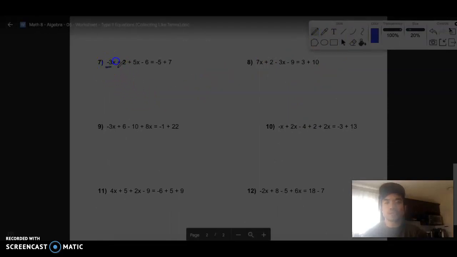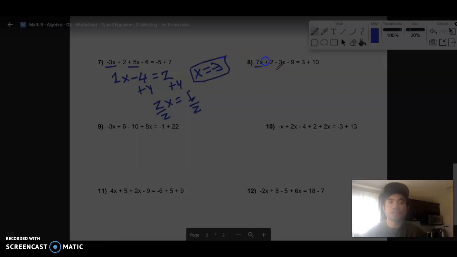Negative 3x plus 5x is actually 2x. Positive 2 minus 6 is actually negative 4. Negative 5 plus 7 is actually 2. Now, I'm going to add 4 on both sides, and I should get 2x equals 6. And then I'm going to divide by 2 on both sides, and I should get x equal to 3. Okay?